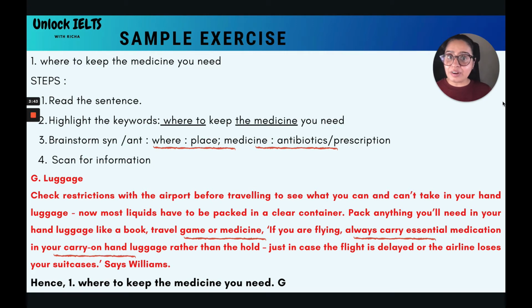In the third line of the paragraph, it says, hand luggage like a book, travel game or medicine. If you are flying, always carry essential medication in your carry-on hand luggage. So clearly, the sentence given in the question is the paraphrased version of the information in paragraph G. Therefore, the answer for our first matching information is paragraph G.